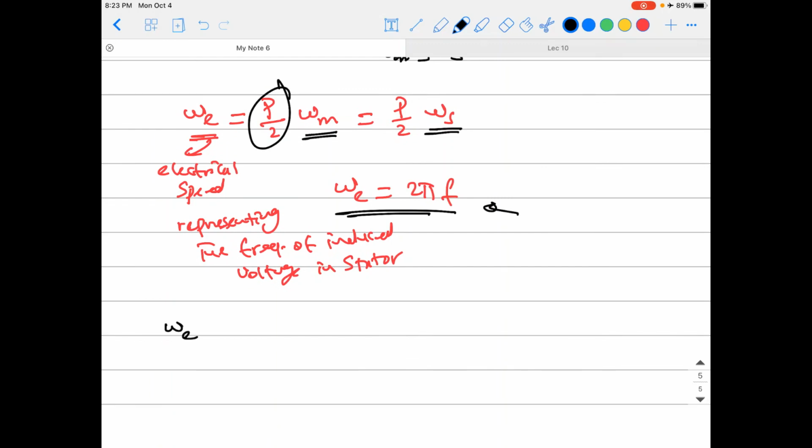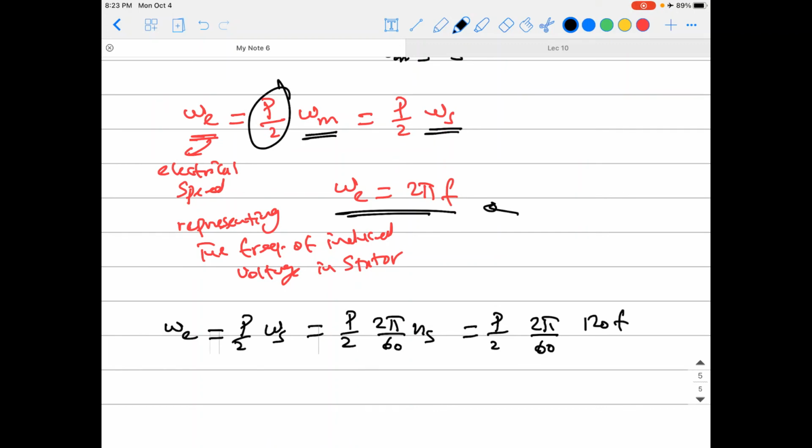You know that omega E equals P over 2 times omega S for a synchronous machine, yes? That means P over 2 times omega S will equal P over 2 times 2 pi over 60 times ns, and ns equals 120 f over P. So 2 multiplied by 60 is 120, and the P in the numerator cancels with the P in the denominator, which equals 2 pi f. So they are all related to each other.